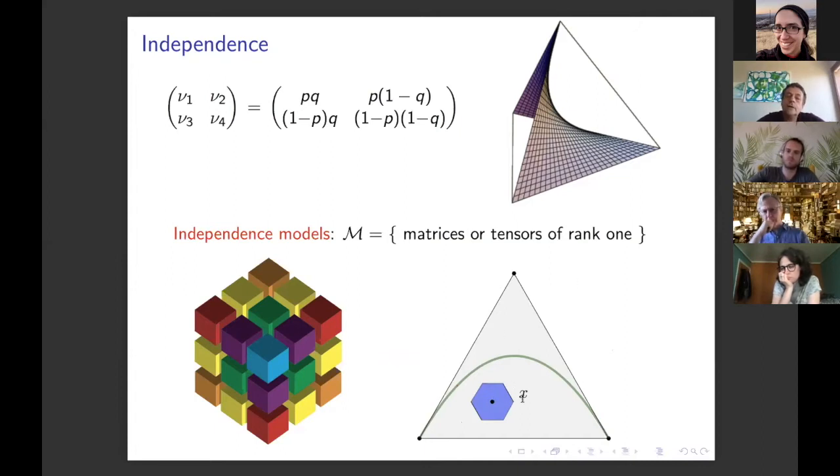Down here at the lower right is the same picture, but now we take the symmetric 2x2 matrices, then we get a green curve. So this is the submodel obtained where P and Q have the same value. So these are two identically distributed binary random variables.